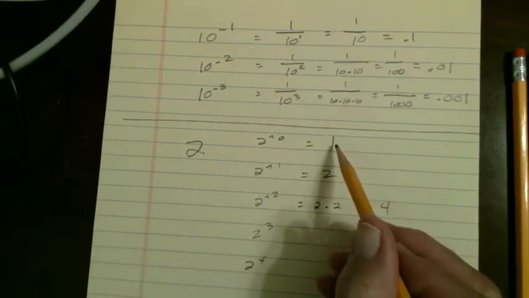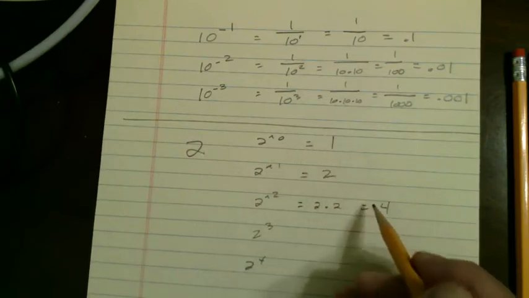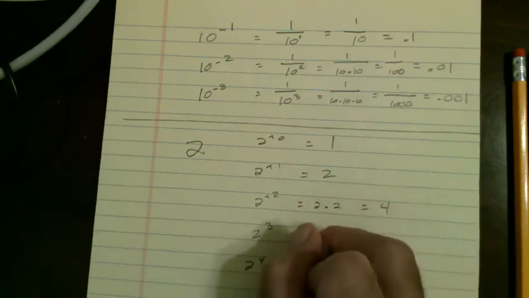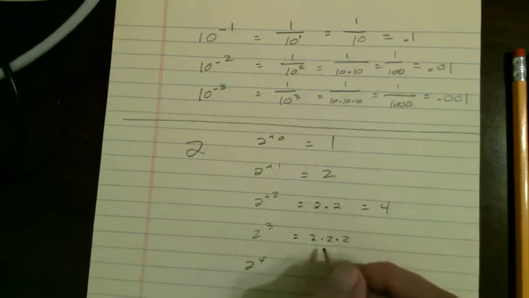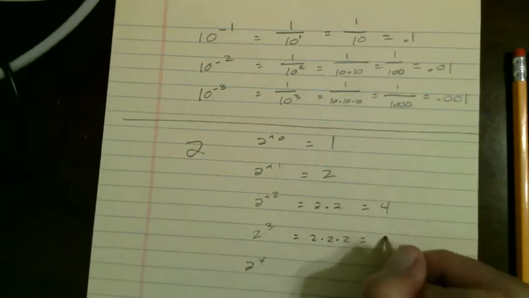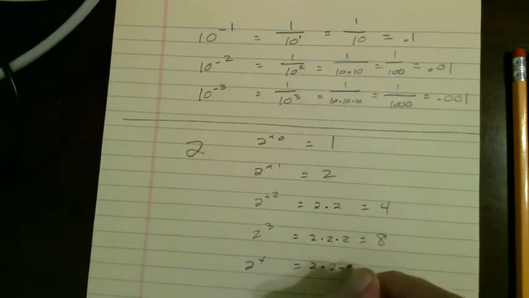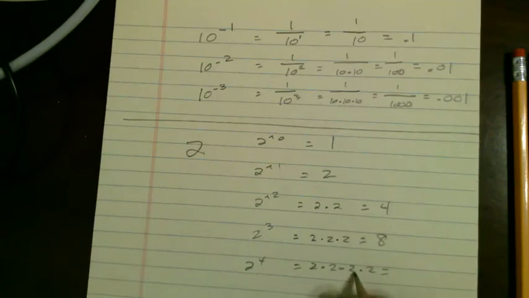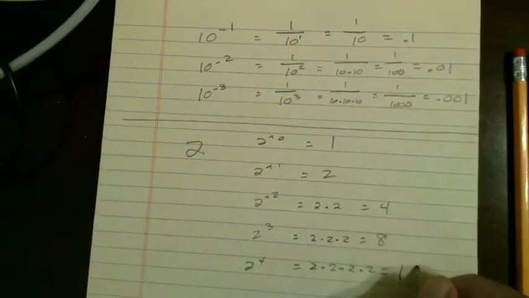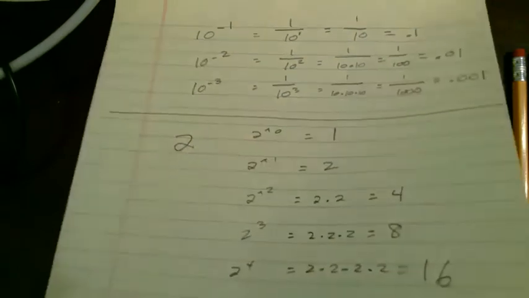So if we just start with 2 to the 0, we multiply it by 2, we get 2. You multiply 2 by 2, you get 4. 2 to the third is 2 times 2 times 2, or 2 to the second times 2, which is going to equal 8. 4 times 2 is 8. 2 to the fourth, 2 times 2 times 2 times 2 is 8 times 2, or 2 times 2 is 4, times 2 is 8, times 2 is 16. And we have numbers like that. All right, let's try this going with negative exponents.